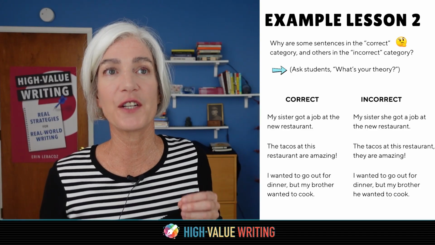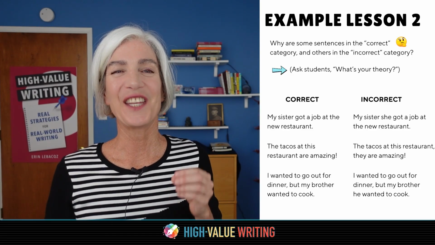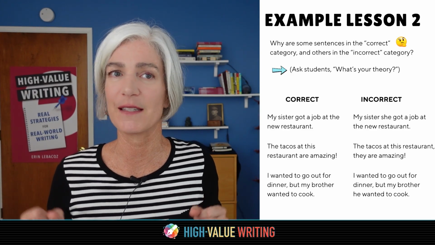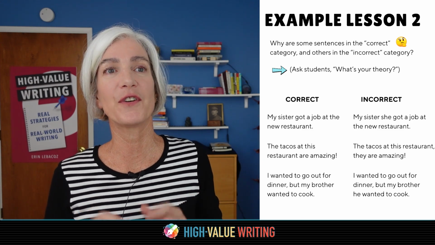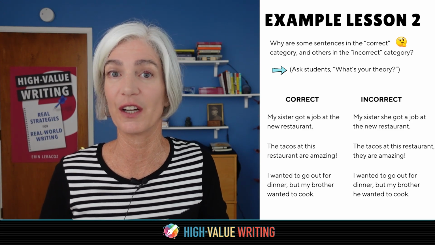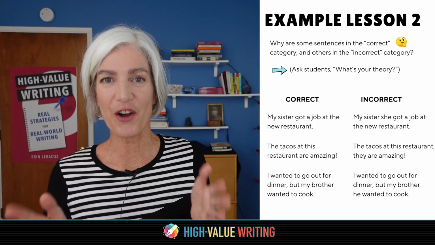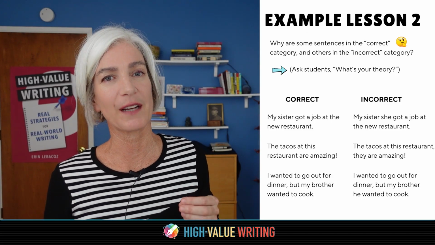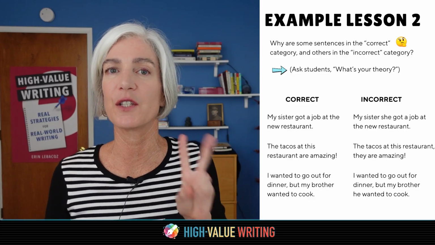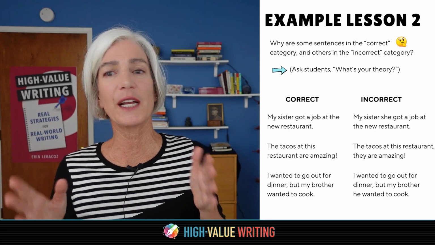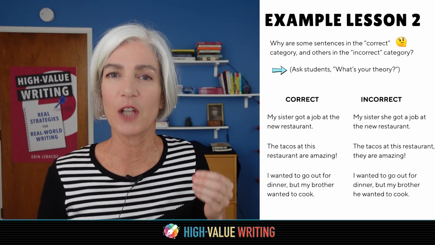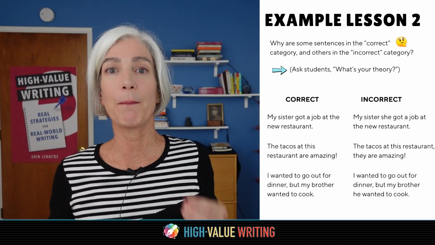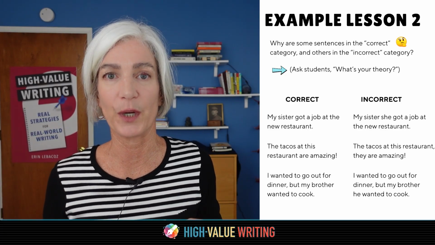My sister, she got a job at the new restaurant. The tacos at this restaurant, they are amazing. I wanted to go out for dinner, but my brother, he wanted to cook. You probably noticed in the incorrect examples, they each have a double subject. We've referred to the subject 2 times, which is a very common and often very logical mistake for people to make when they're coming from a different language.